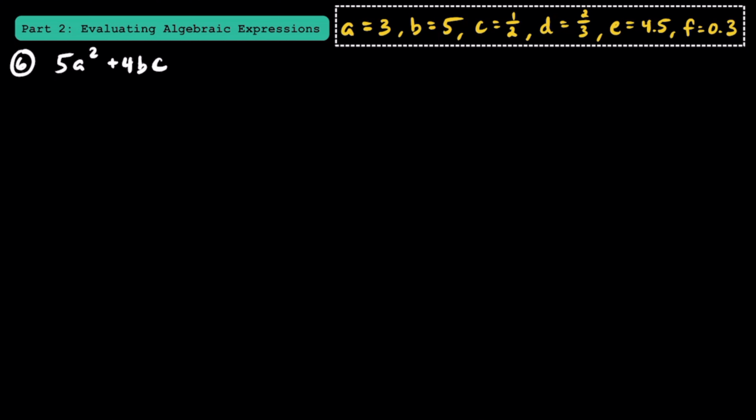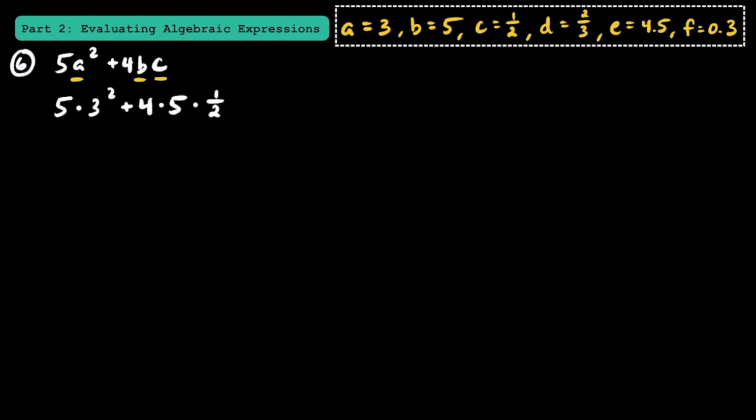Remember, this means 5 times a squared plus 4 times b times c. Our first step is going to be substituting our values in for a, b, and c. Since a is equal to 3, we'll have 5 times 3 to the second power, plus 4 times b, which is equal to 5, times c, which is equal to 1/2.